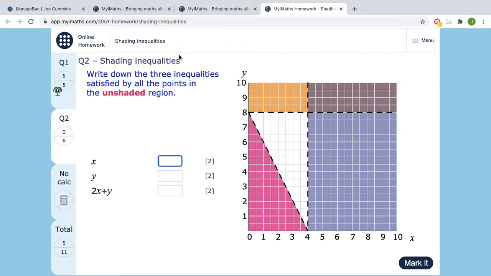Going on to question 2. It says, write down 3 inequalities satisfied by all the points in the unshaded region. So what's going on here? You've got 3 straight lines, and they cut the coordinate axes into different regions. So you've got to think about the equations of these straight lines and whether you're above or below them, and what would leave you with the shaded region.